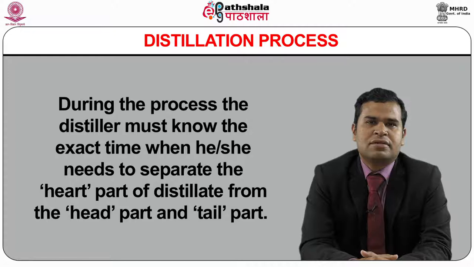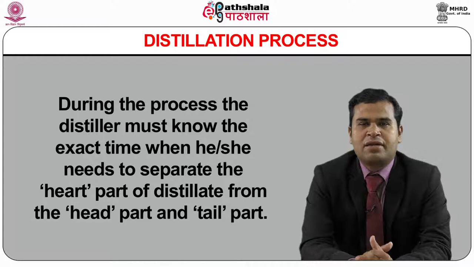During the process, the distiller must know the exact time when he or she needs to separate the heart of the distillate from the head part and tail part. The head part is very high in alcohol and the tail part lacks alcoholic strength. The head and tail are both sent back and added to the brouillis for further distillation. The heart or the middle part is required, which is a clear colorless liquid also known as young cognac and has about 70% alcoholic content.